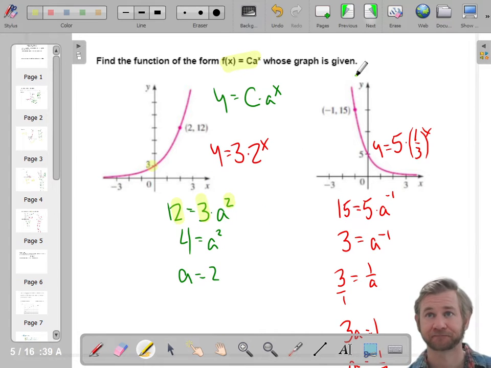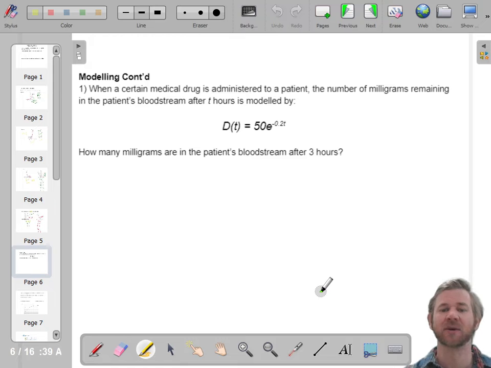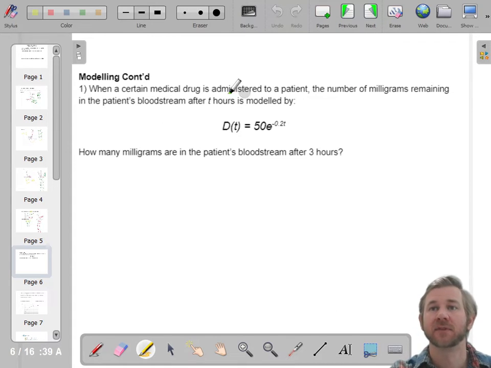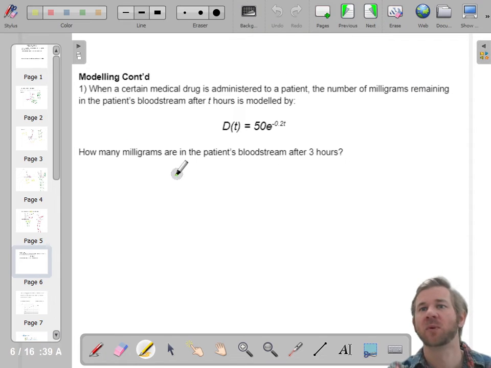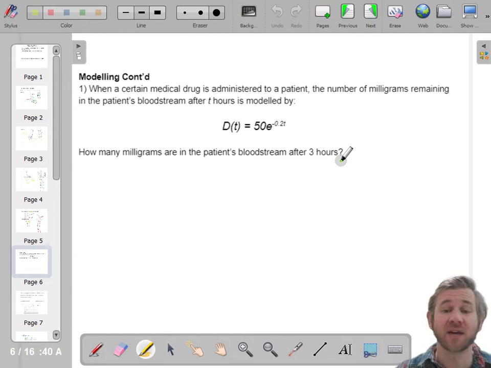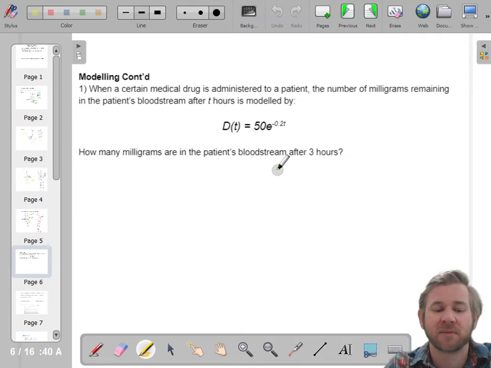The other thing you might be asked to do is take a model and answer some questions. So this is talking about some drugs in your system, and we're trying to figure out how many milligrams are left after 3 hours. If you're going to go into medicine, this is probably very important, because if you get it wrong, then the patient might die. So make sure you know how much blood is in their system and all that.